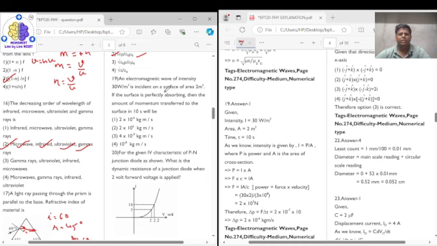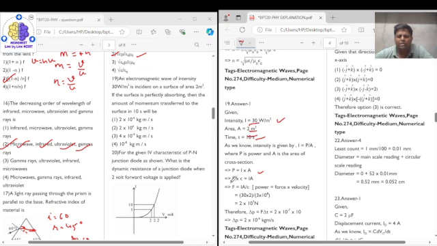If the surface is perfectly absorbing, then what is the amount of momentum transferred to the surface in 10 seconds? Intensity is given as 30 watt per meter square, area is 2 meter square and time is 10 seconds. As we know, intensity is power per unit area, so if we multiply with area, we get the power. Power is equal to 30 into 2, which gives 60.